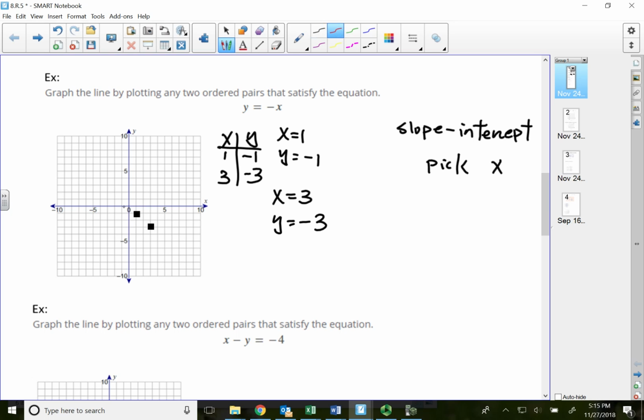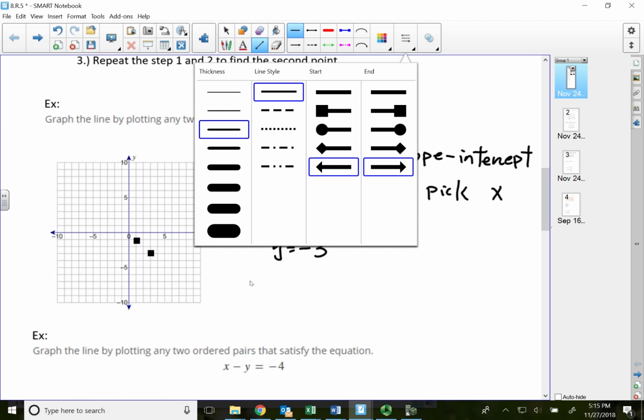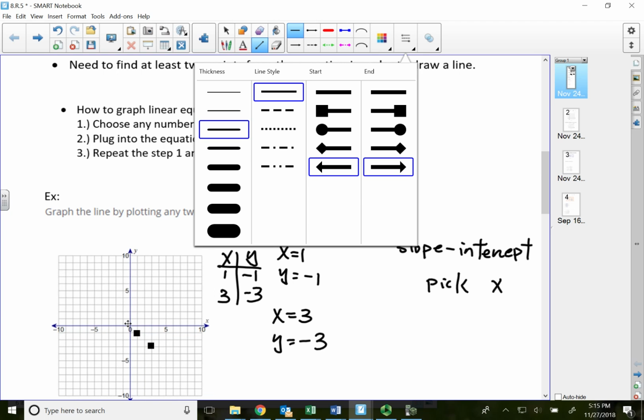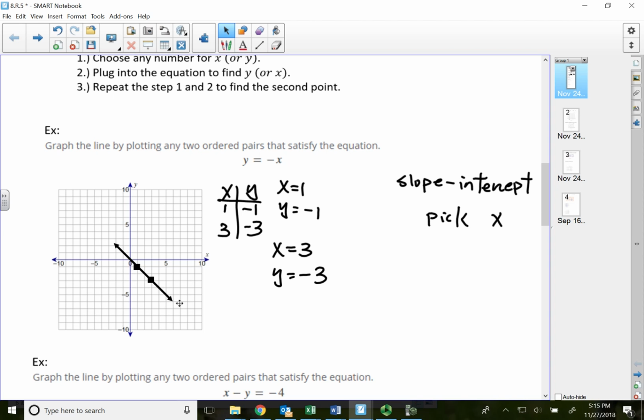All right, so I'm gonna draw the line right here. Maybe it won't be that straight, but it will do for right now. Let's draw this line real quick. All right, so I'm going to connect them with the line. So here you go. This is my equation of the line, and my equation is y equal to -x. So every line has an equation. Every equation corresponds to a line.